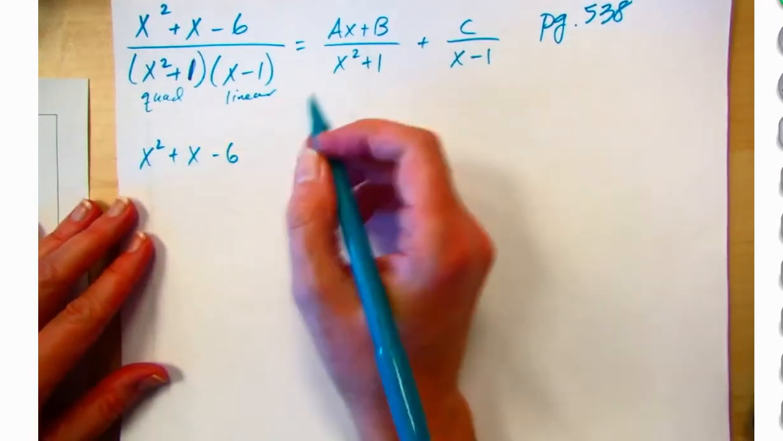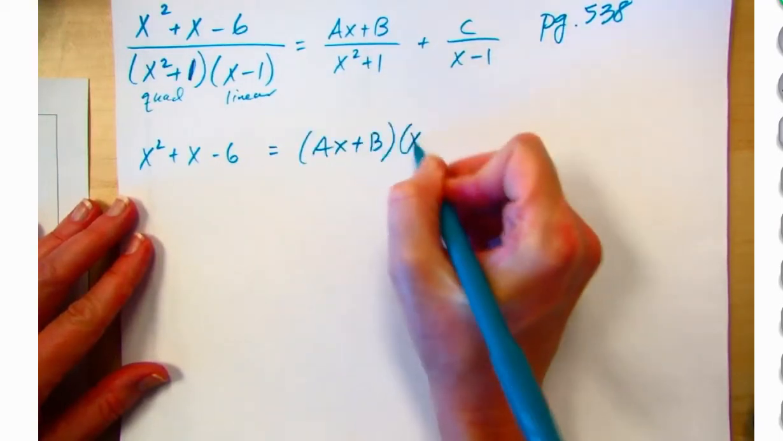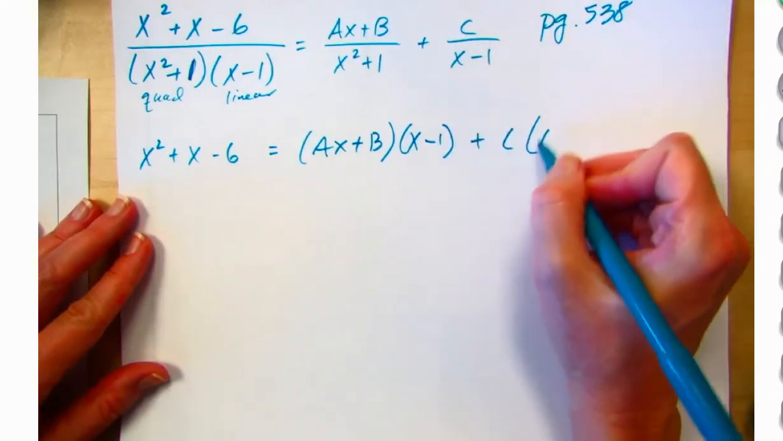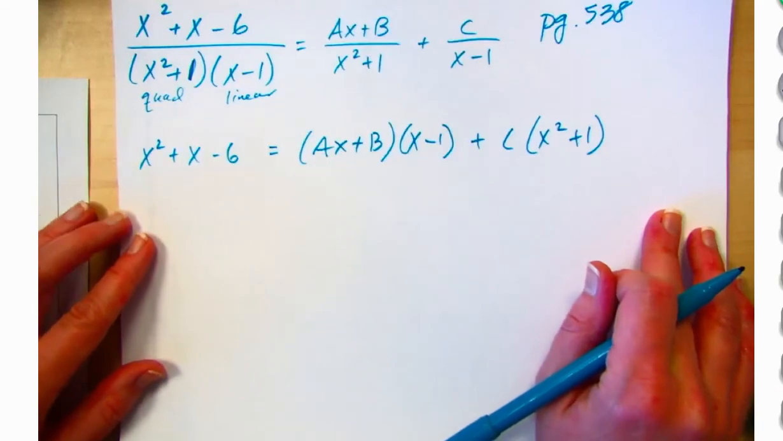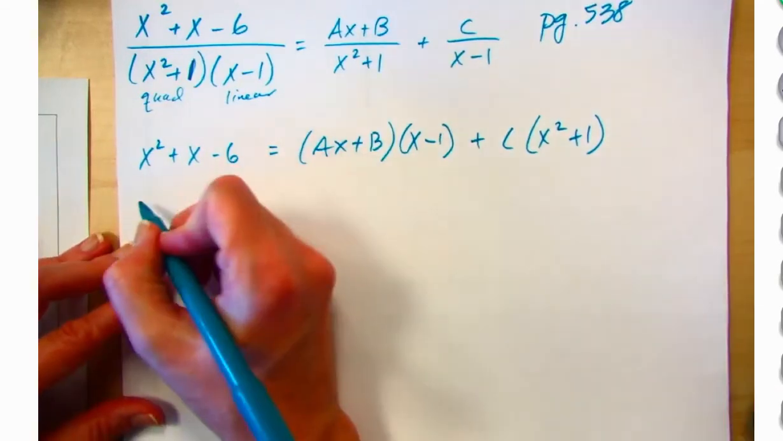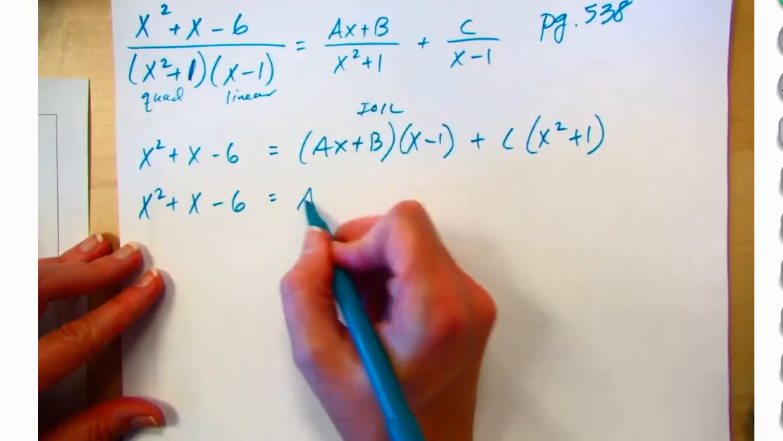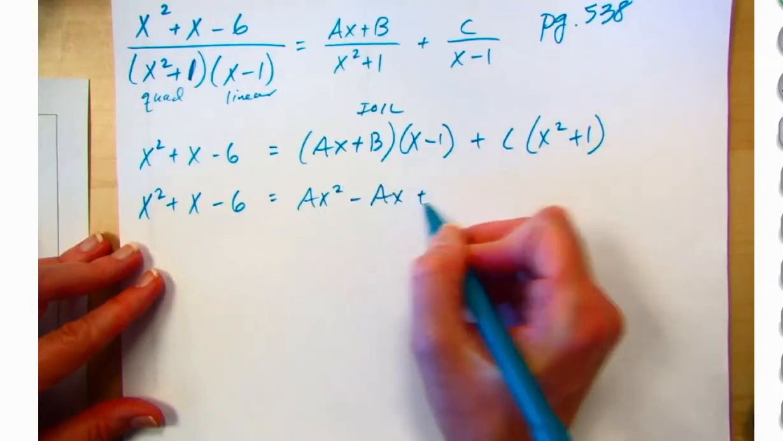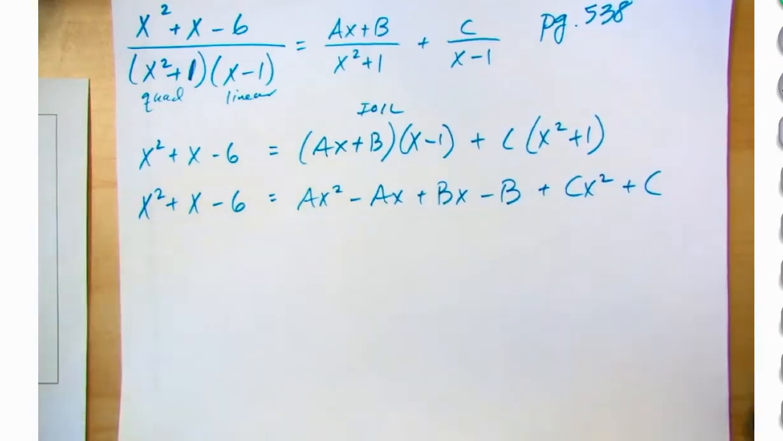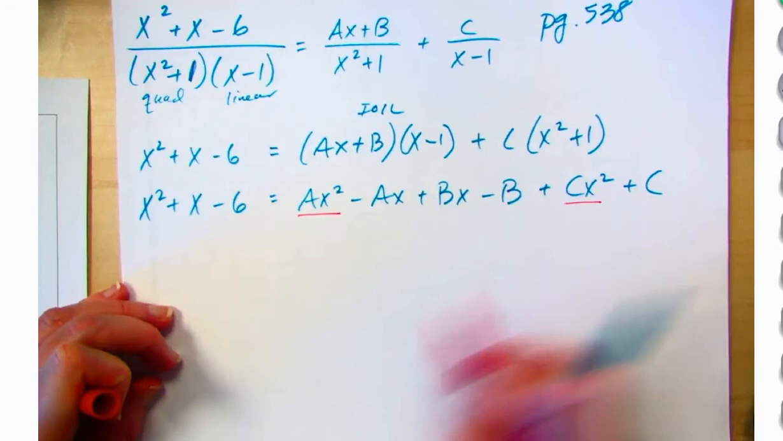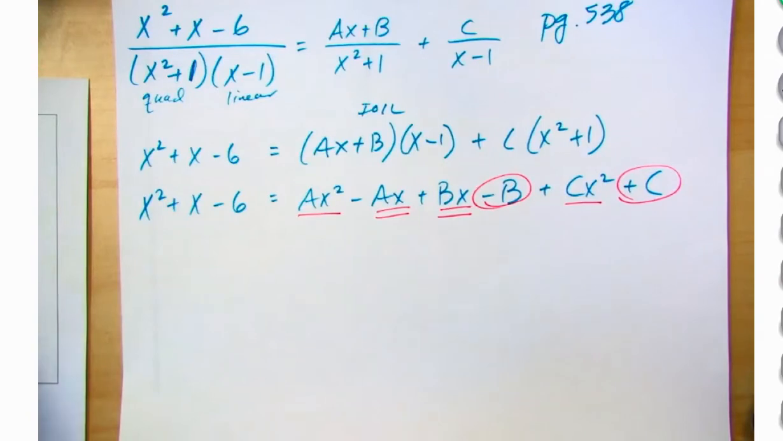So we got x squared plus x minus 6 equals, what's this one missing? The x minus 1. And this one's missing the x squared plus 1. So this is how my problem looks after I get it all set up and I have established the common denominator. So x squared plus x minus 6, I got to do FOIL right here. So that's ax squared minus ax plus bx minus b plus cx squared plus c. There's an x squared, there's an x squared, x, constant, constant. So get the system set up.